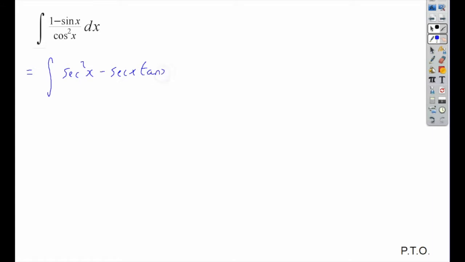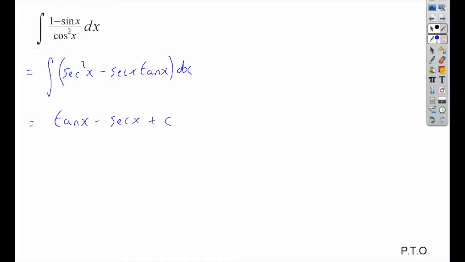Just pause the video if you want to check that and do the working, and then unpause it when you're happy with it. But I'm hoping in time you can just write it out as quickly as that. And then we just think about what some standard integral results are. The integral of sec squared x is tan x, so that one's quite nice and simple. And the integral of sec x tan x is just sec x. So after that small amount of working, you'll see we've got the answer straight away. If you need to see it again, just rewind the video and have another look.